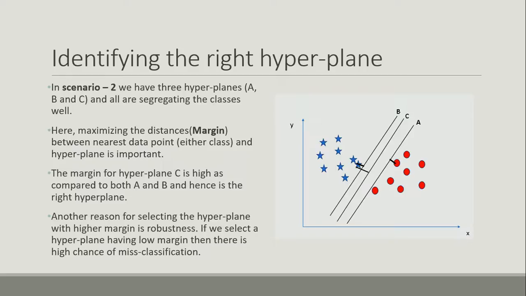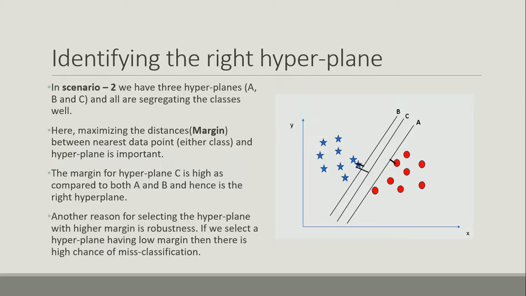So C would be the correct hyperplane. Now this is because as you have a higher margin, the robustness of your algorithm increases, because say when you have a test data which is lying on the hyperplane, the algorithm will get confused on whether to classify it as a star or a red dot in this case.